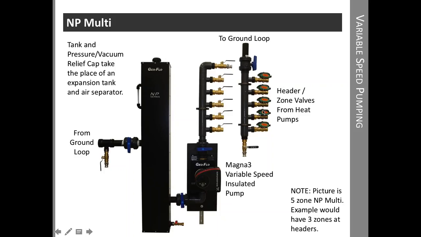This picture shows a 5-circuit NP Multi. In our example, we just need 3 circuits, so you wouldn't actually see these other 2 circuits in this example. This has a tank, and the tank acts as our expansion tank and our air and dirt separator. And so it's an easy way to pipe a system with multiple heat pumps.